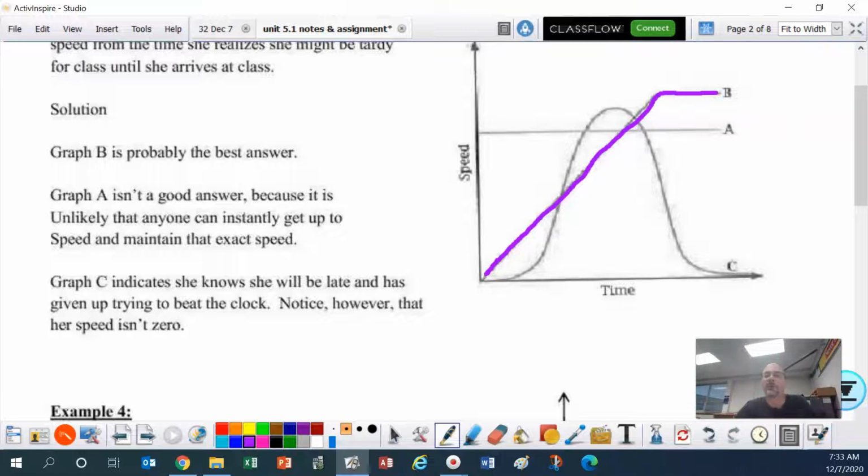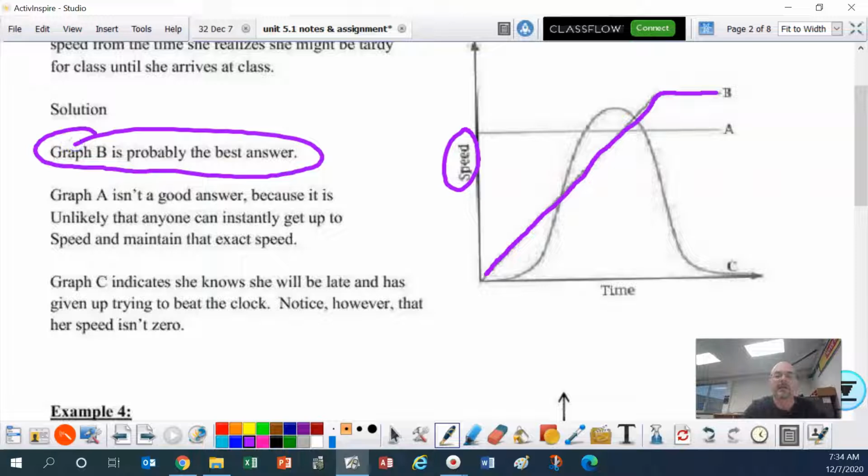Okay, so the student realizes that they're late, so they pick up speed, they get faster and faster. Once they get up to speed, how fast they can go in the hallway, then they maintain that speed until they get to class. Okay, so graph B is the best answer.